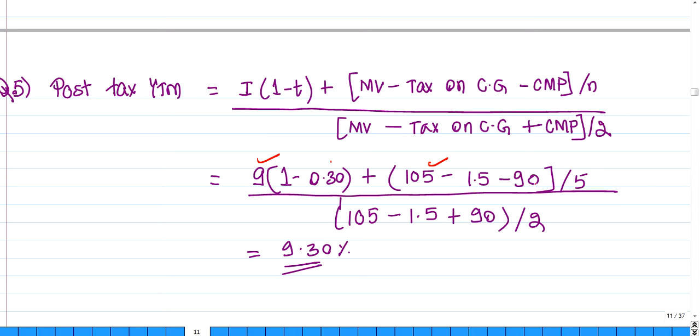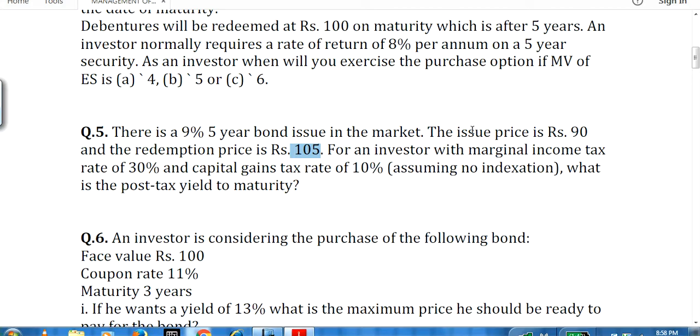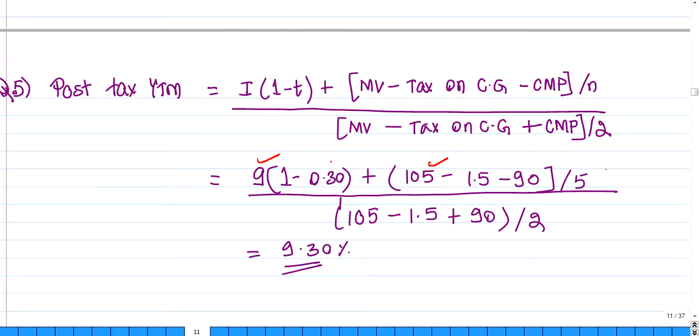That is the tax on capital gain, minus the current market price, divided by the current market price, which is the issue price. We used to say net proceeds. Divided by 5, there is a year. 105 minus 1.5 plus 90, divided by 2, you will get 9.30. That is the YTM, post-tax.